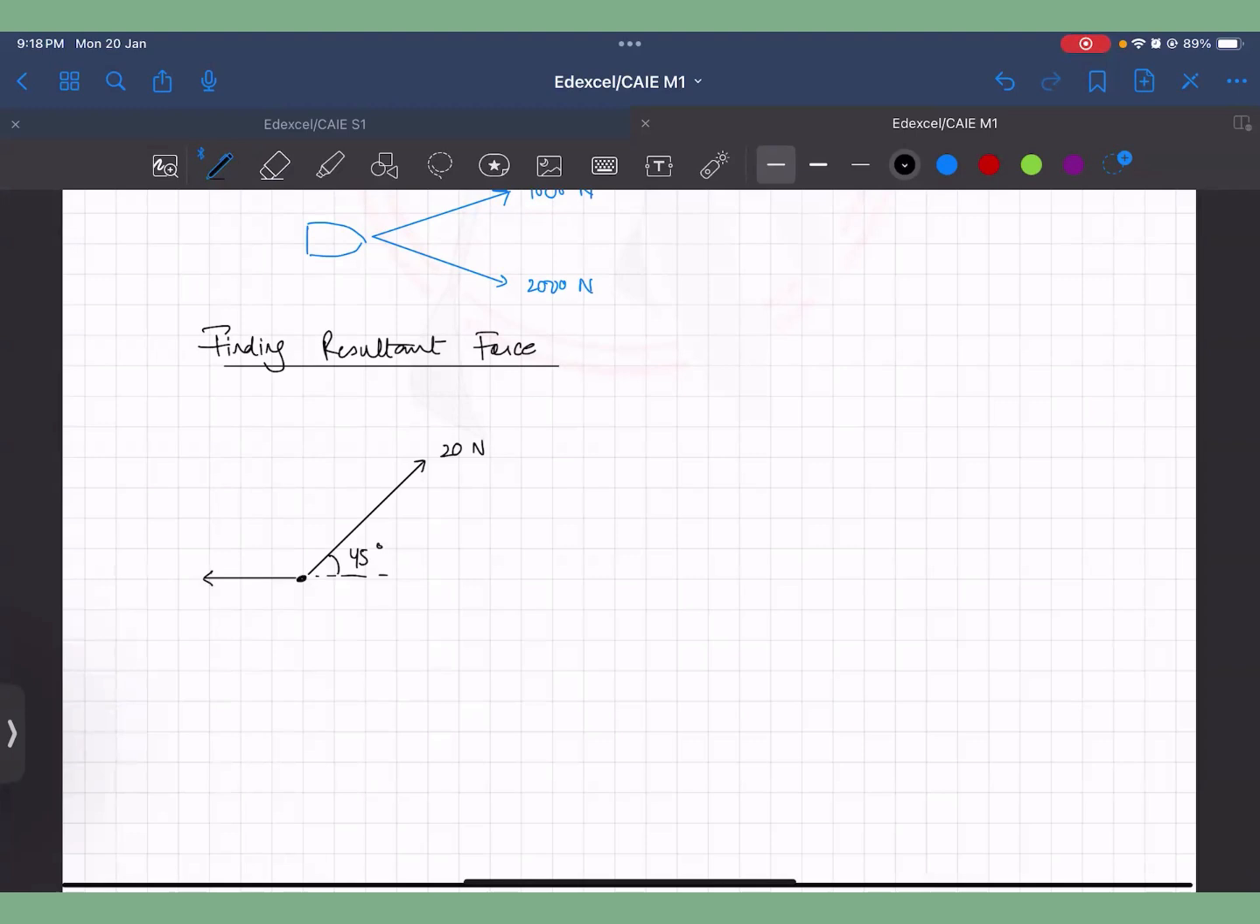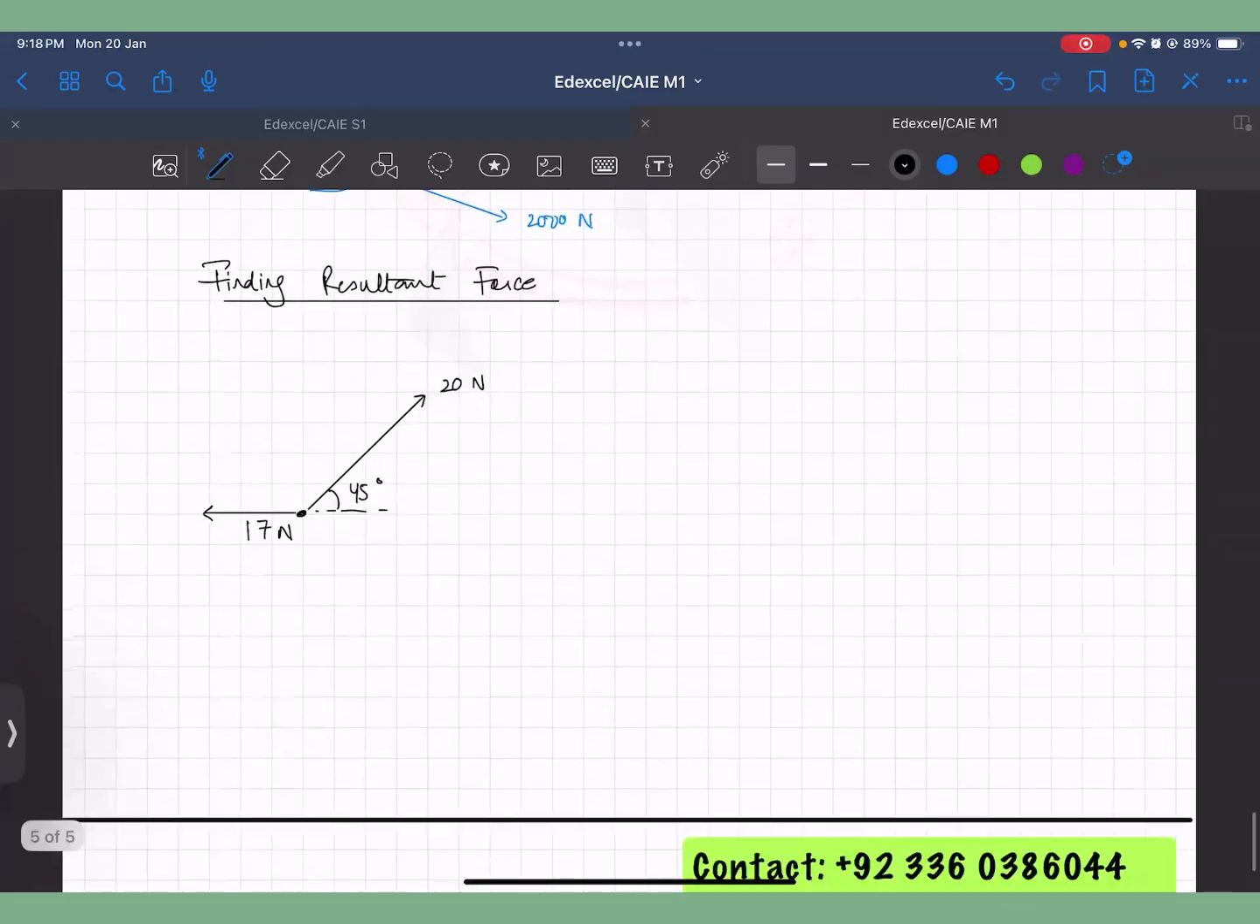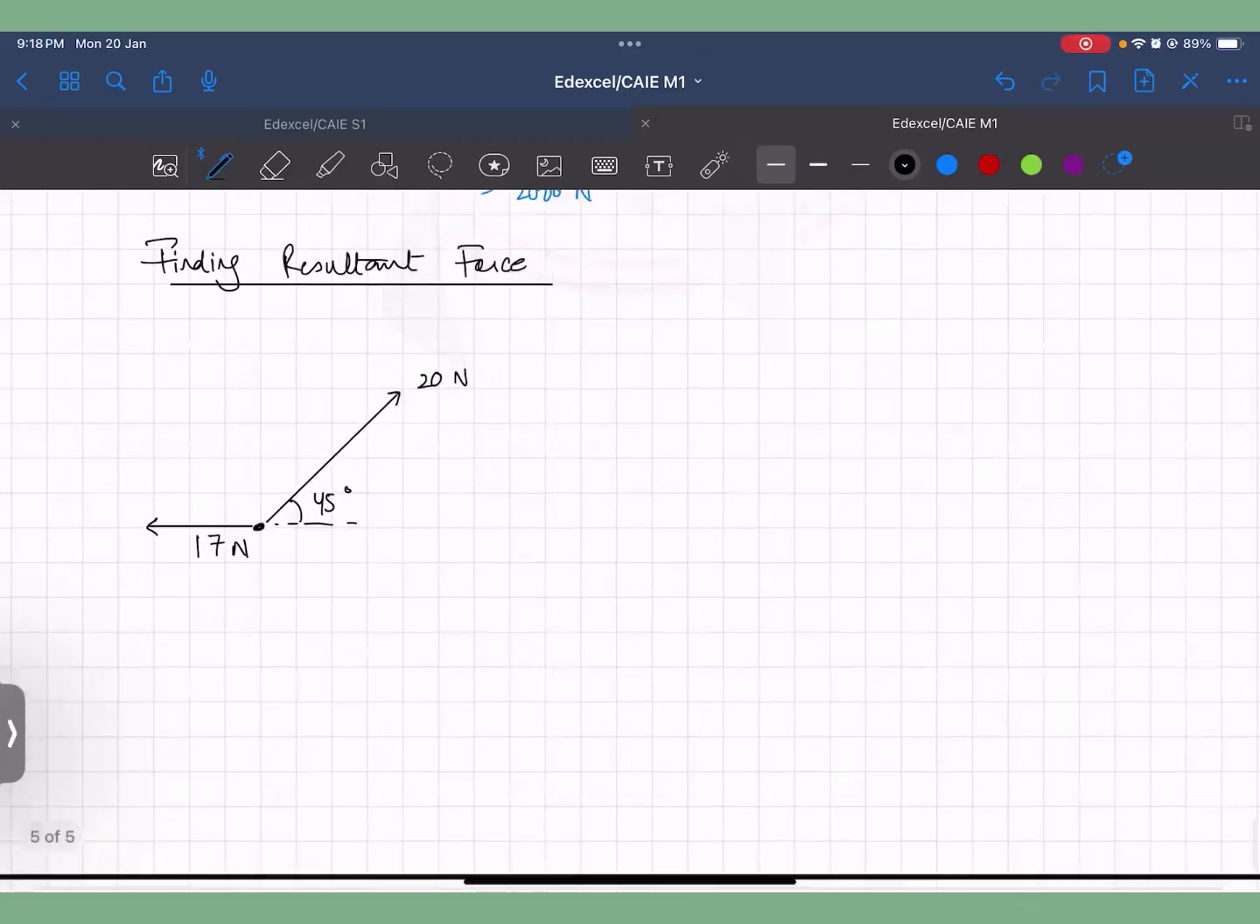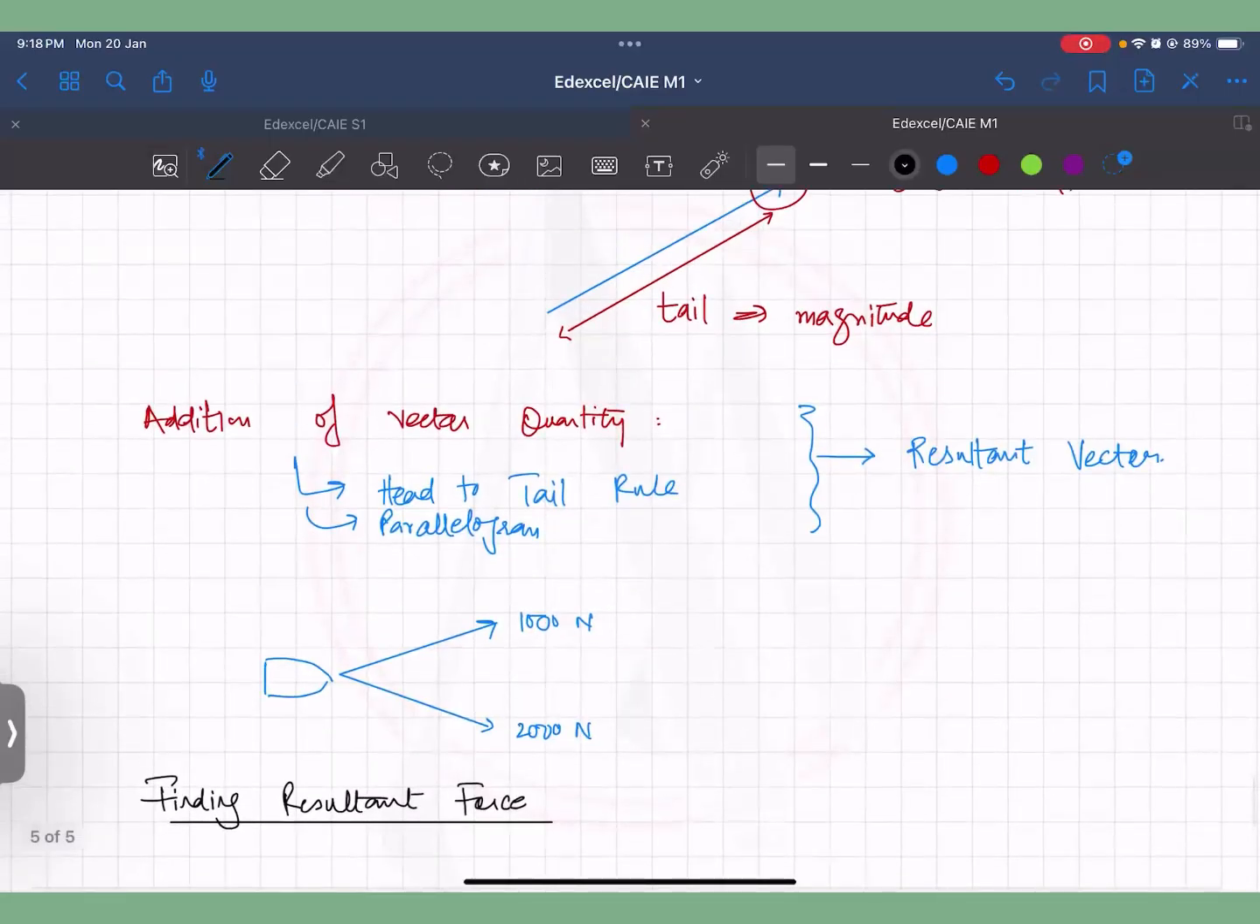Like this. And let's suppose this is 17 Newton. They ask you for the resultant force. Now you can use the head to tail rule and the parallelogram method. It's up to you. You won't get the wrong answer.